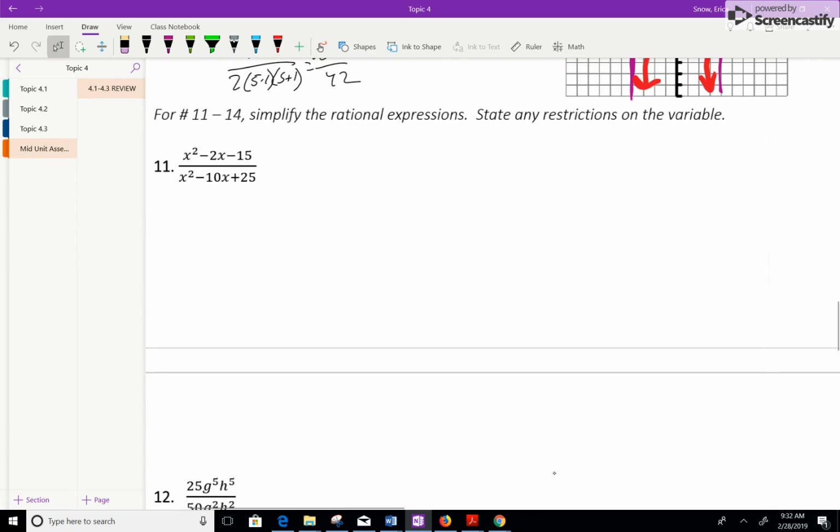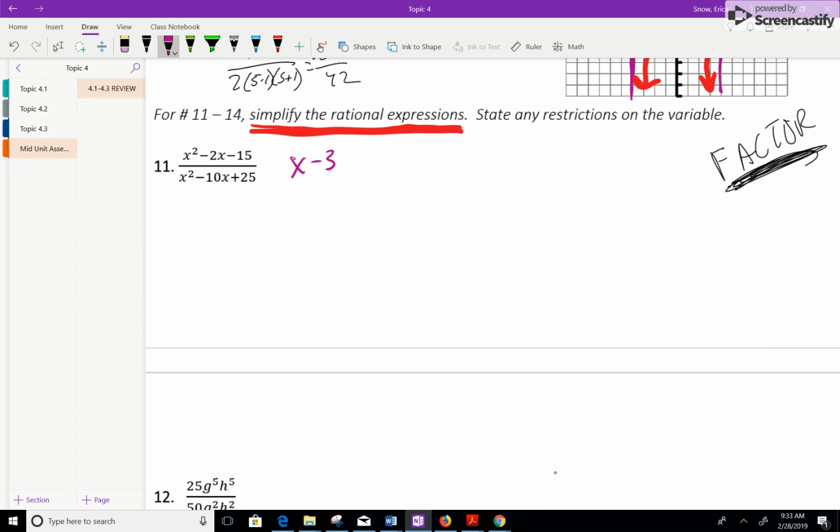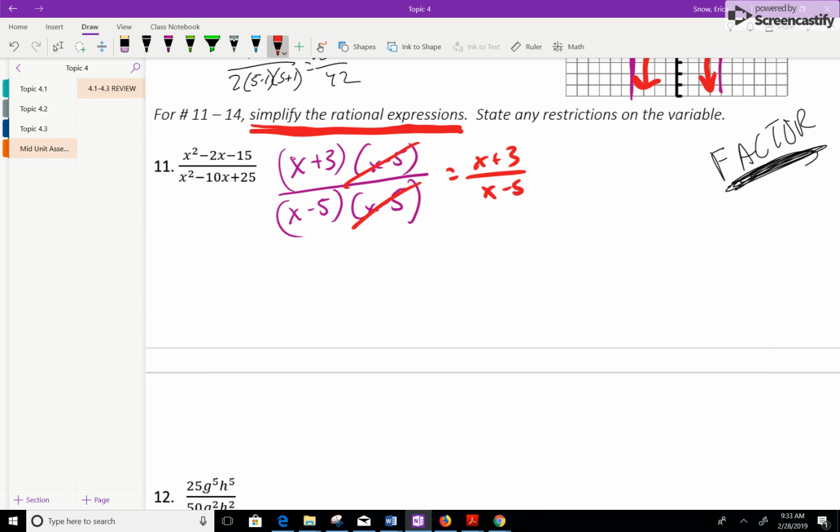Okay, for 11 through 14, we are simplifying the rational expressions, which means that your very first step is to factor. That's why we spent a whole day just reviewing factoring. So if I factor the top of this, I get x minus 3, x plus 3, x minus 5. And on the bottom, I get x minus 5 and x minus 5. So our simplification of this rational expression, those cancel, so we get x plus 3 over x minus 5.